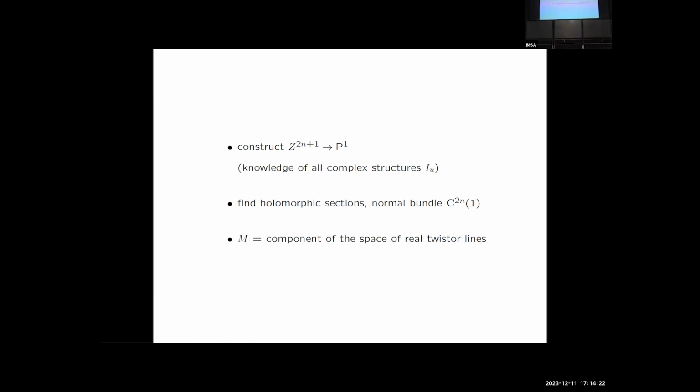But once you've found that twistor space, then the second problem is finding the holomorphic sections, which are going to give you the twistor lines. And then if you found those, you've got to check that the ones you found have the right normal bundle, which should be a sum of O(1)s. And then it turns out that a certain component of the space of real twistor lines is the underlying space on which the hyperkähler metric is going to live.